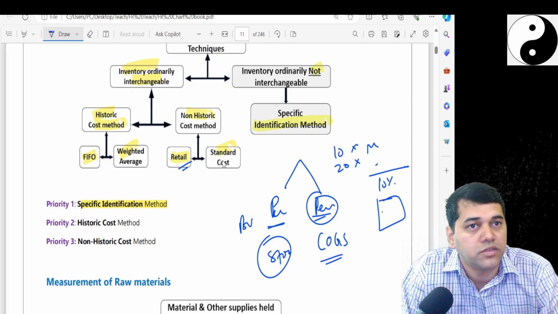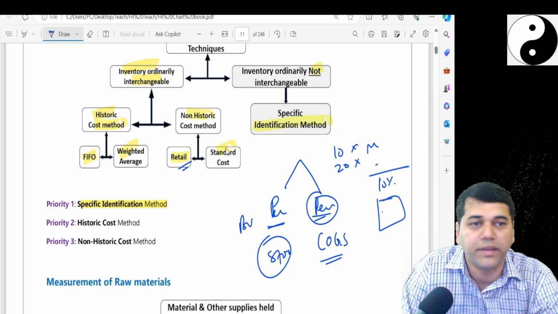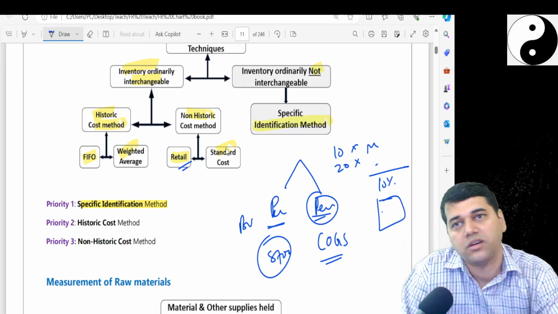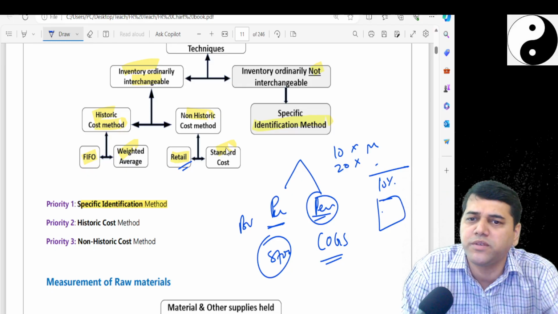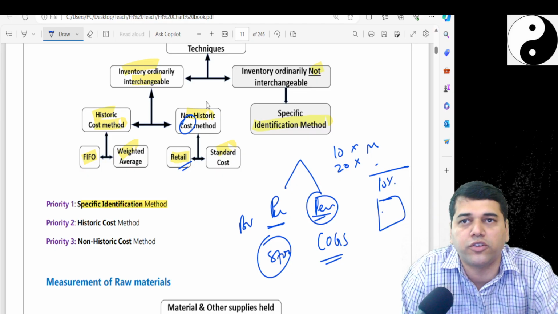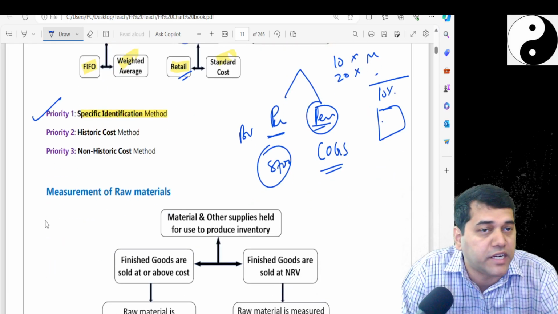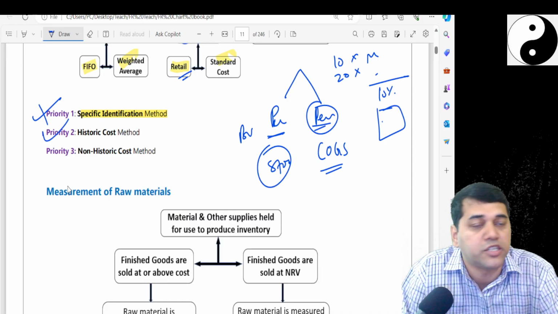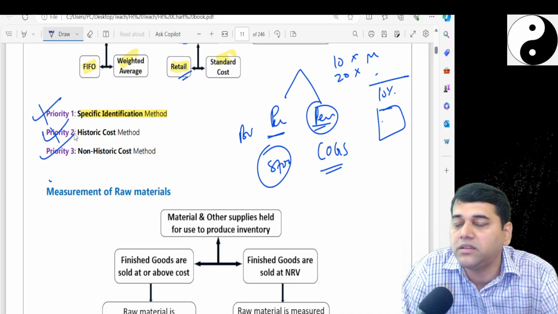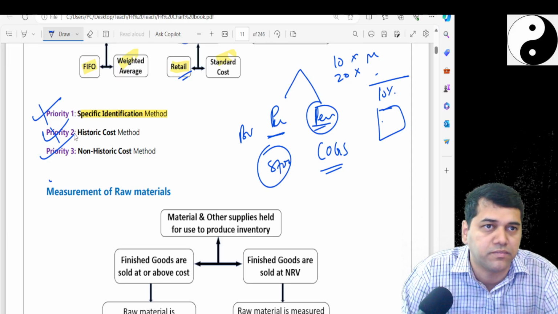So understood? The standard cost is something where I fix the standard cost, and then multiply the quantities by the standard cost. That is my value of the inventory. That means pure estimation. It is non-historic. Your cost may be anything, but you value at so and so price. So always give first priority to specific identification. Not possible, then historical cost. Not possible, then estimations. Ultimately, our financial statement is made up of estimations.